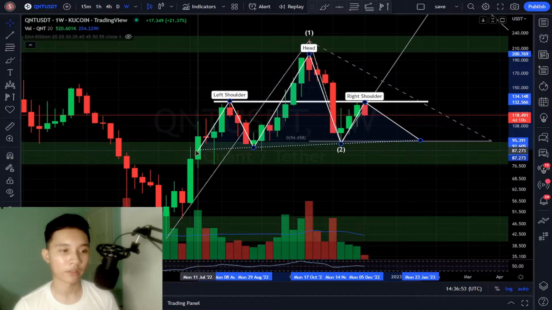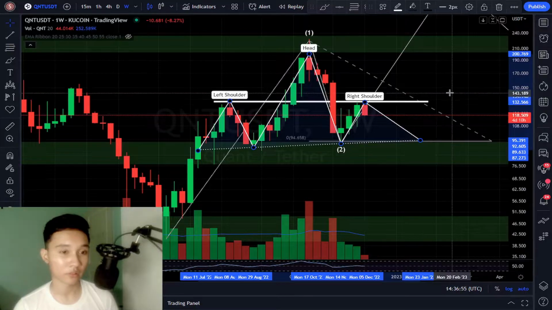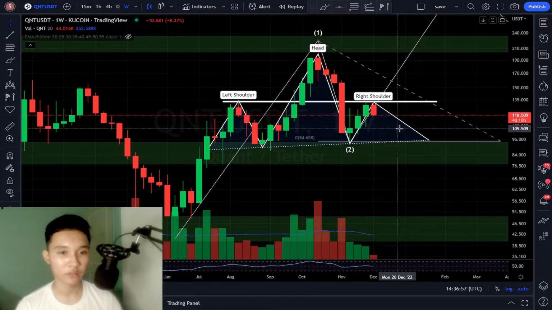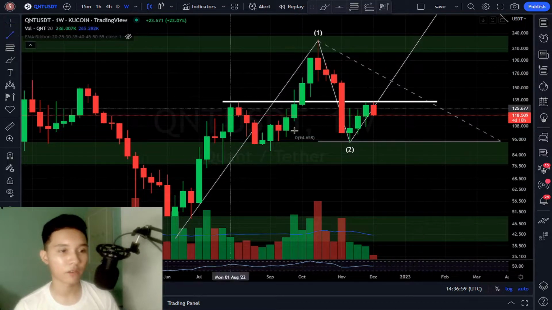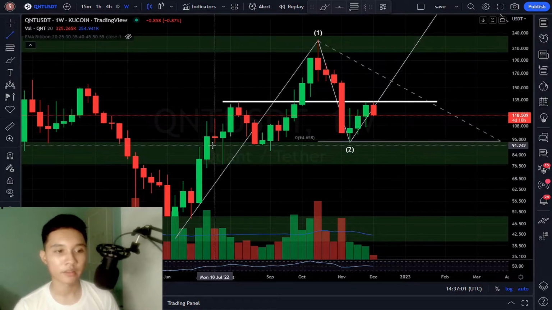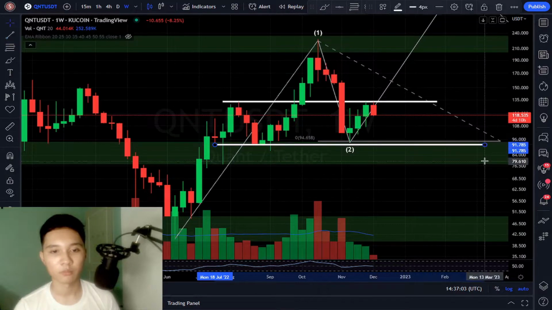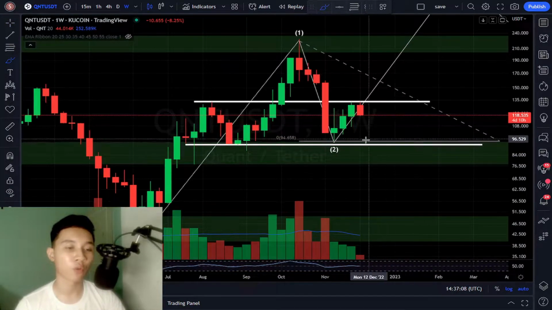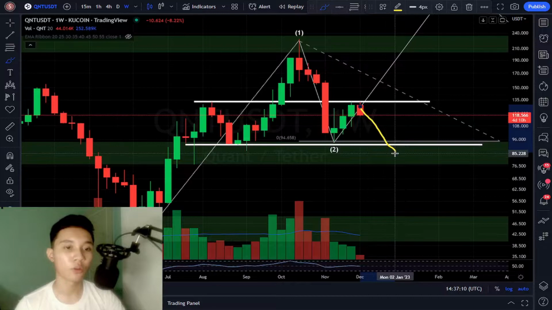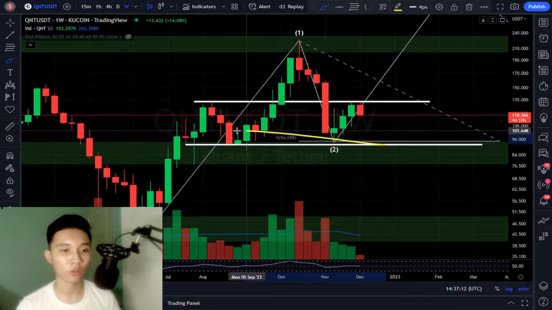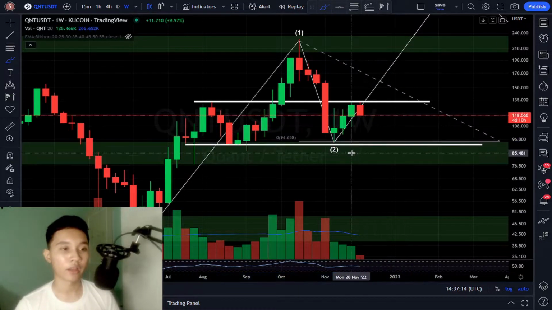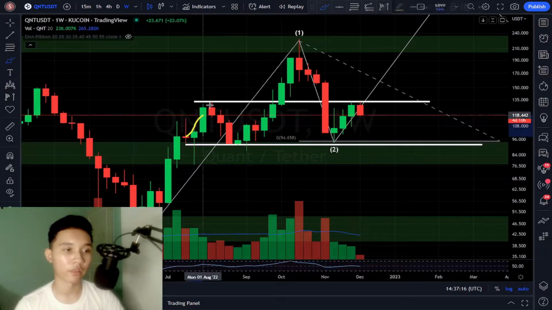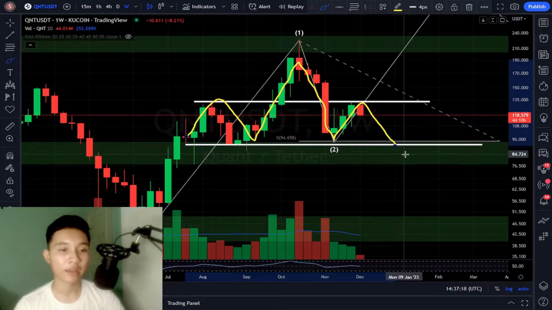And I hate to break it down to you guys, but right now it looks like it's forming in the weekly. So the neckline of the head and shoulders pattern is at this level, $91. If Quant closes the candle below $91 in the weekly time frame, then I guess you can say Quant has formed this head and shoulders pattern, and that is looking bearish.